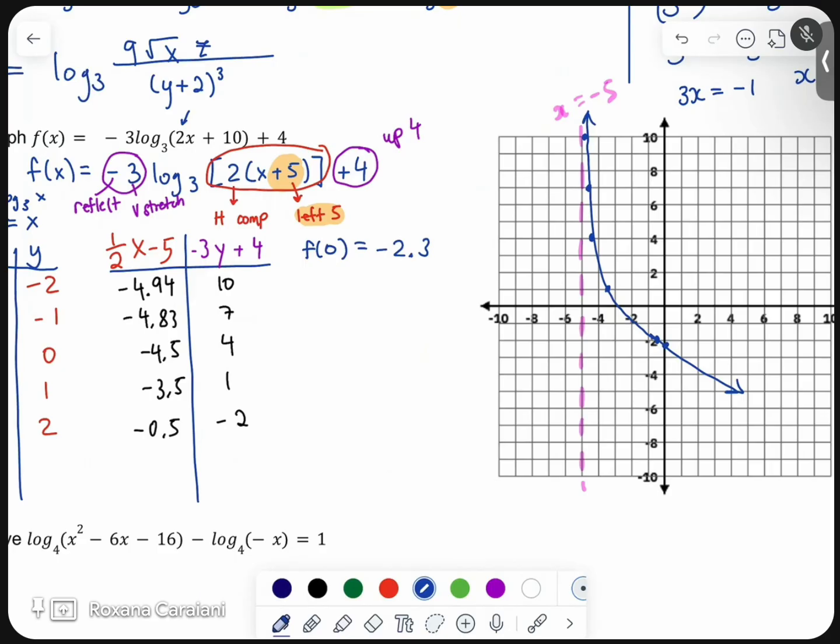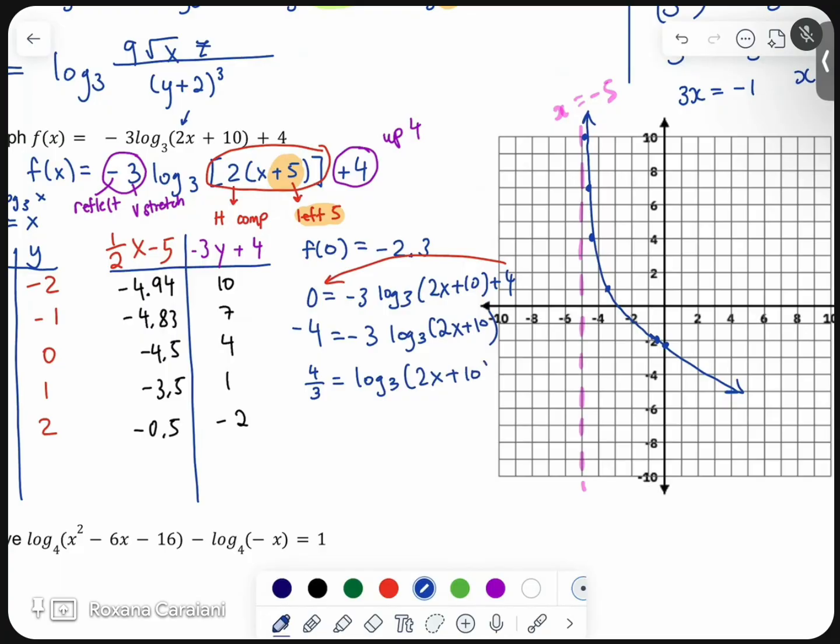If I want my x-intercept, I can set y equal to 0 and then solve for x. So then this becomes a little refresher on how to solve a log equation. So first thing I'm going to do is bring the 4 to the other side. It becomes negative. Then I'm going to divide both sides by negative 3, which will give me positive 4/3 now.